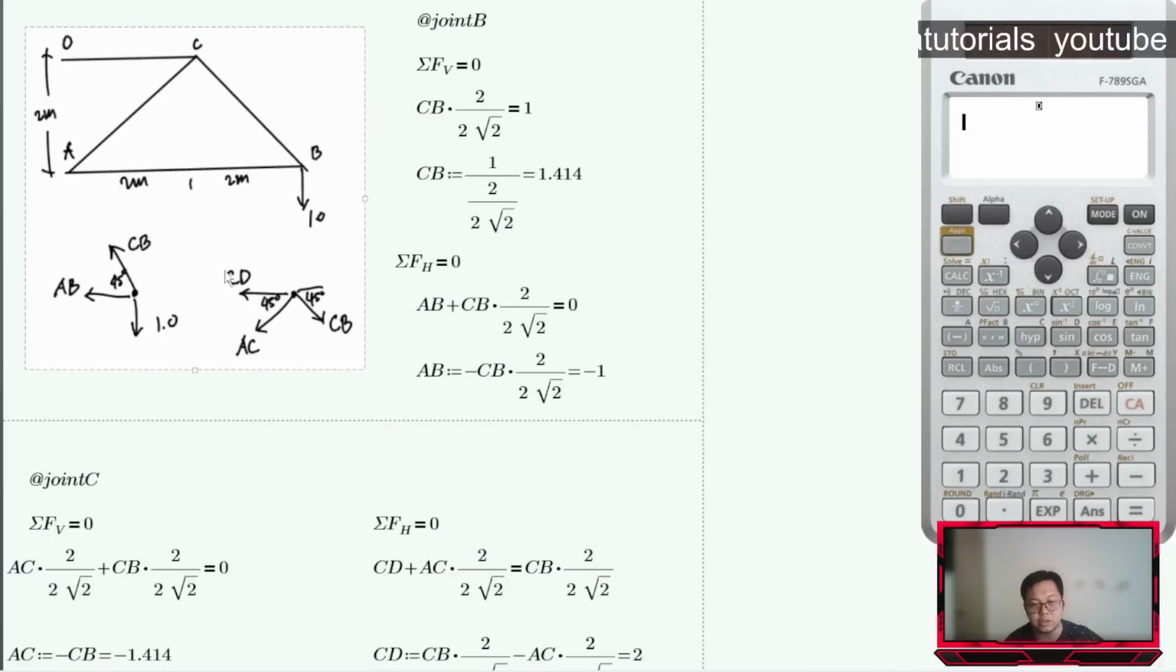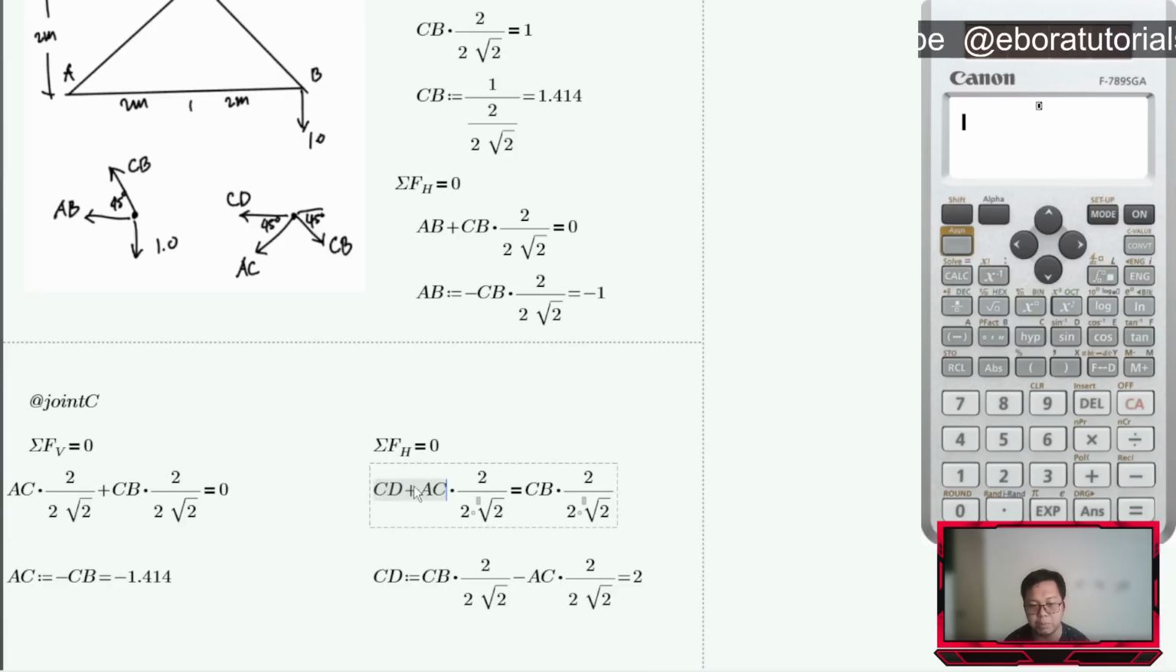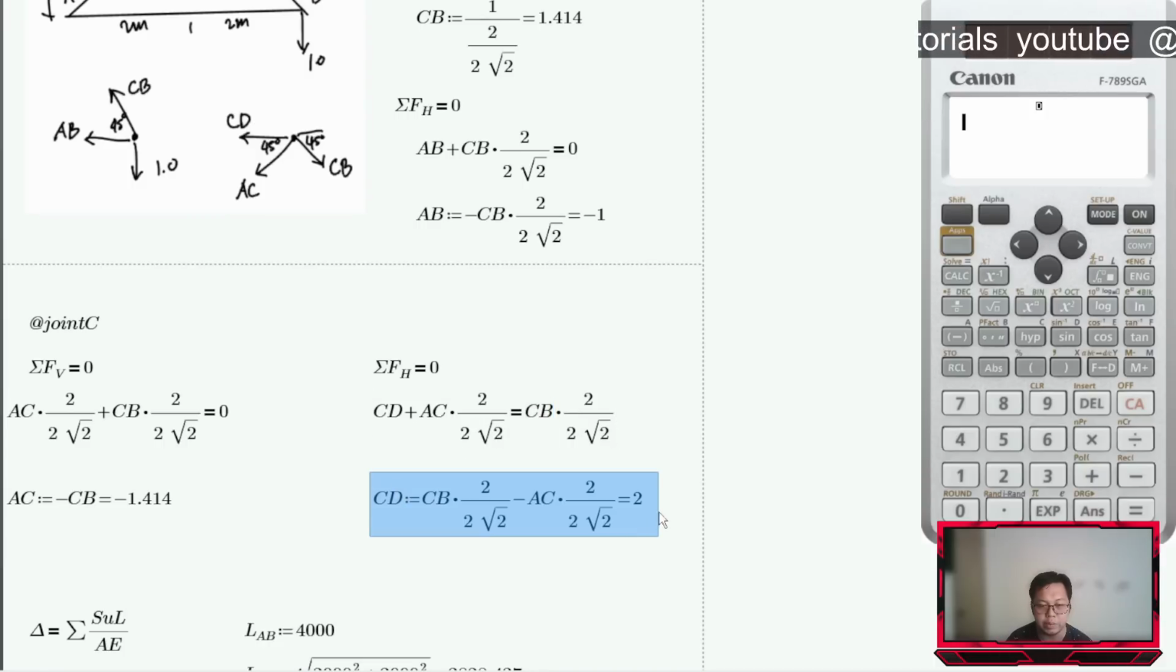So, to solve for CD, considering this joint, sum ka ng forces horizontal. To the right equals to the left. Ang to the right, we have CD. Ang to the left, we have CD and the component of AC. Kaya yan, CD plus the component of AC must be equal to the force to the right, which is the component of CB. Okay, so with that, you can actually now solve for CD kasi ang AC, na-solve na natin, ang CB, na-solve din natin kanina. So, CD is now equal to, minus lang natin, we have 2.